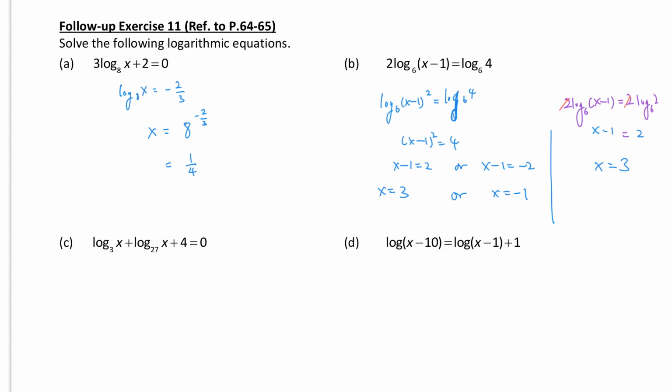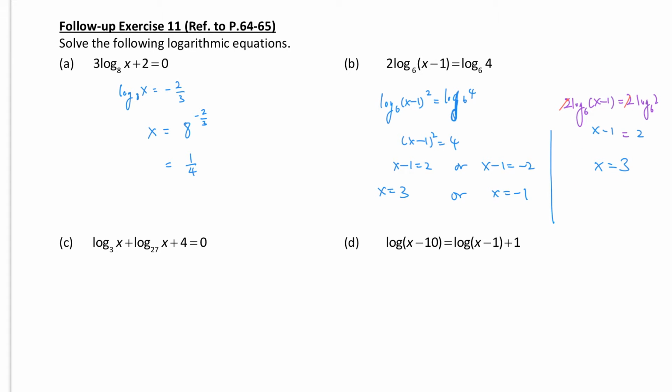Here's another solution. 2 log (x minus 1) with base 6 is equal to log 4. I can change 2 to a square and then put the square in front of the logarithmic functions. So I can cancel this 2. x minus 1 is equal to 2, x is equal to 3. Maybe your solution looks like this.